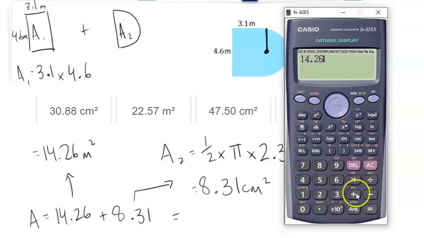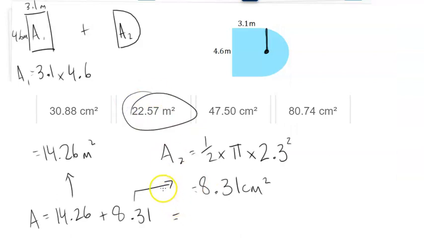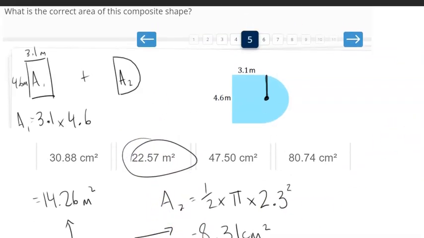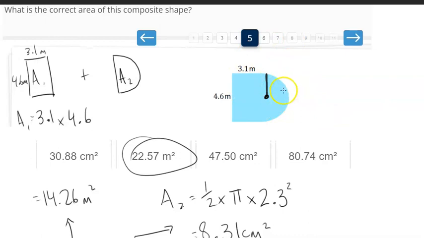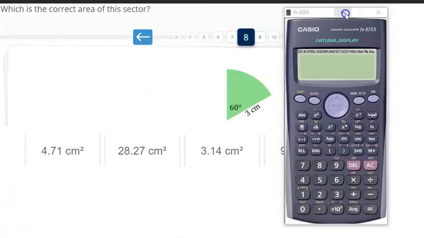14.26 plus 8.31, and this will give me 22.57 square meters, which is this one here. So this set skill will take a while because there's quite a few questions. I'm going to go ahead and try 2 more examples so you get a really good feel for this composite shape skill. Let's see which questions we can attempt.